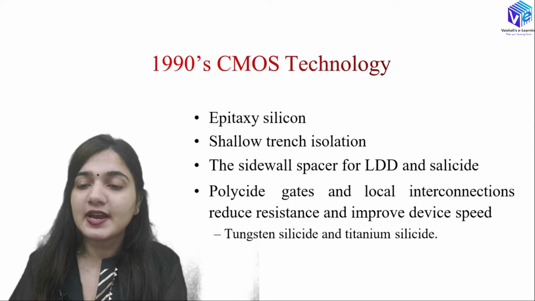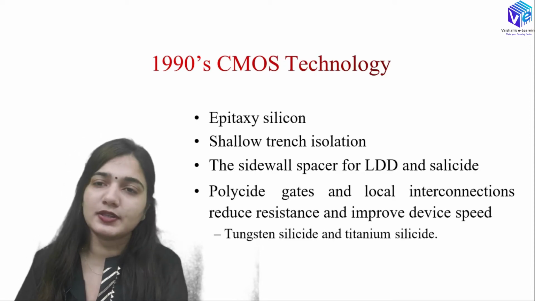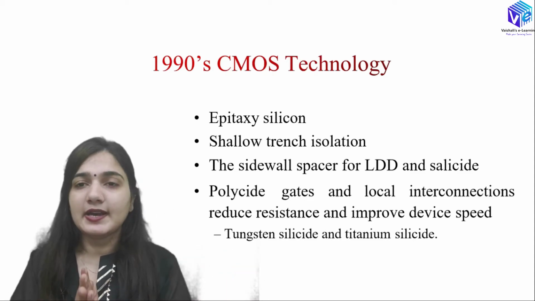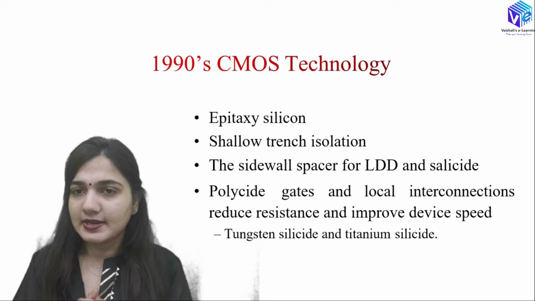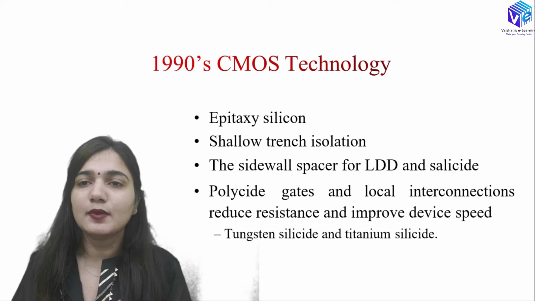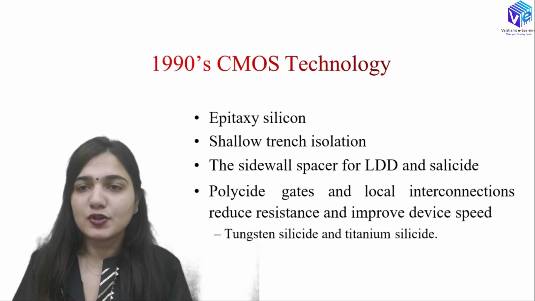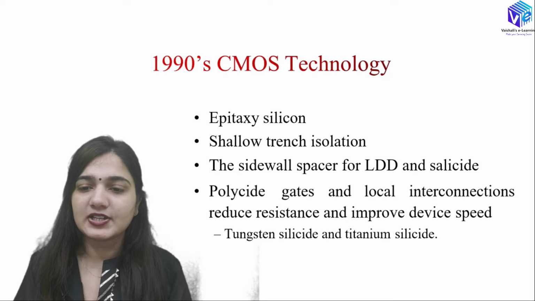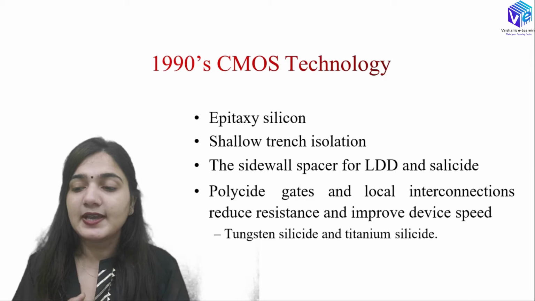Now coming to the 1990s CMOS technology, what all changes were there? So we are going to see what all changes are there from the 1980s to the 1990s. First of all, we were having the epitaxial silicon layer. The epitaxial silicon layer was not deposited in the 1980s. So the epitaxial layer was a highly pure layer which is deposited above the wafer, in which we can do all of the implantation of all of the components. So we were moving towards the epitaxial layer in the 1990s. After that we were moving towards the shallow trench isolation for the isolation formation instead of LOCOS. We were moving towards the sidewall spacer for LDD as well as silicide.